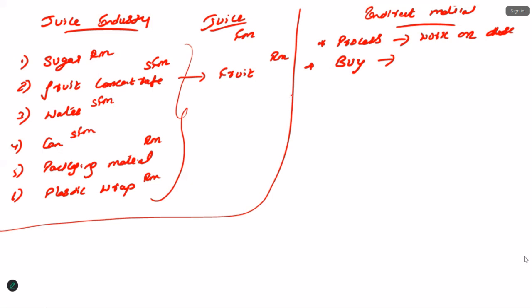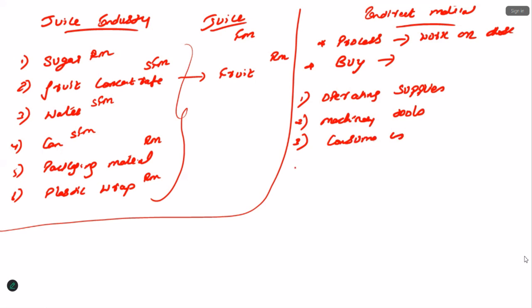For example, your operating supplies, your machinery tools, your consumables, your spare parts, your office supplies. So all these are your indirect material.